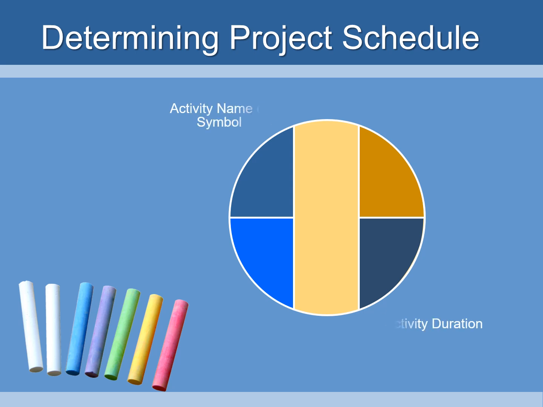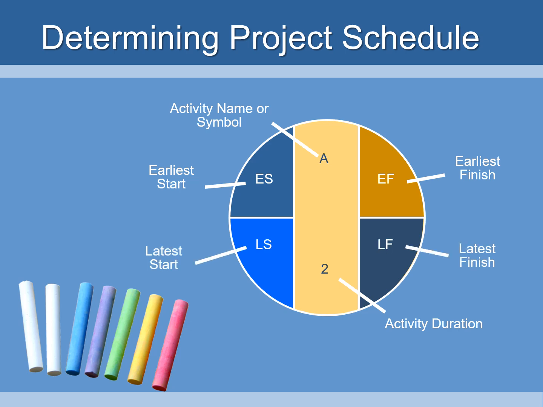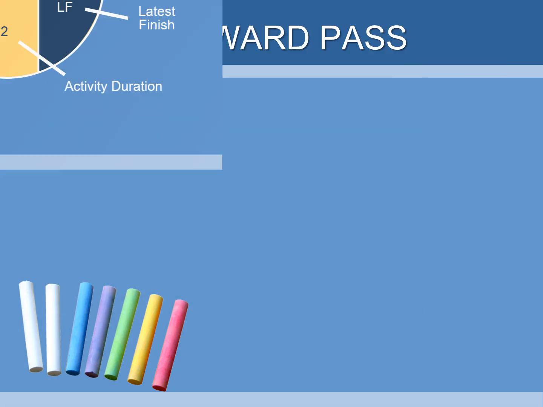So, determining the project schedule, we're going to take an activity A for the symbol, and how long it's going to take we're going to put down here. Activity A is going to take 2 weeks. And we want to know what's the earliest start date and the earliest finish date. Then, we want to know the latest start date and the latest finish date, what those could be in order to complete the project on time.